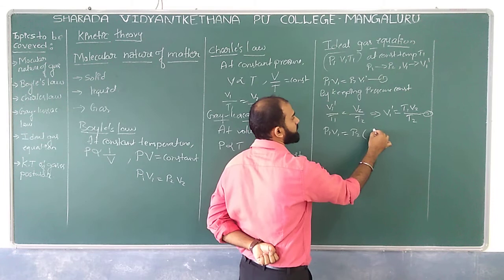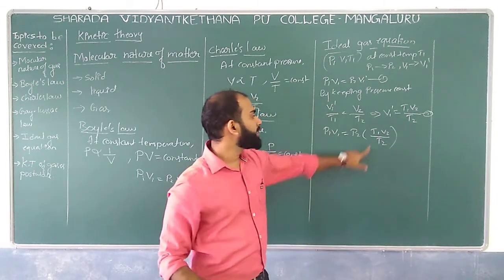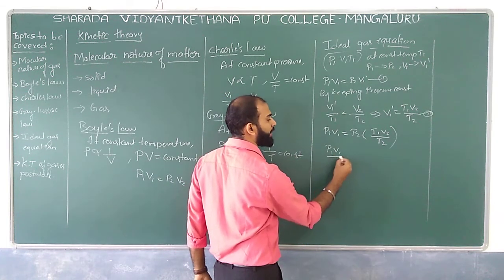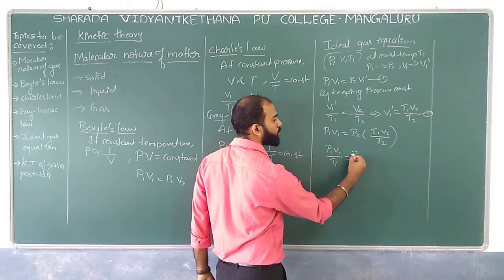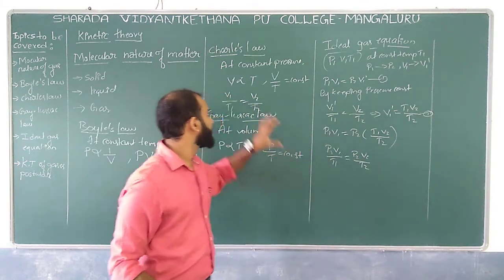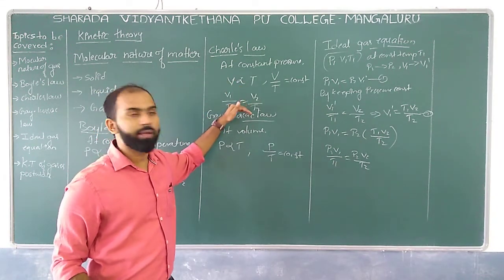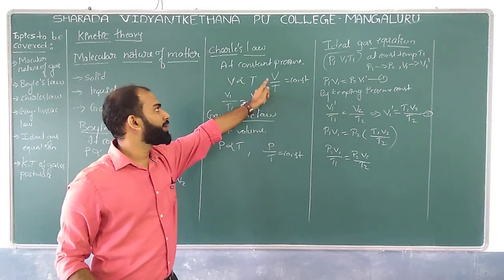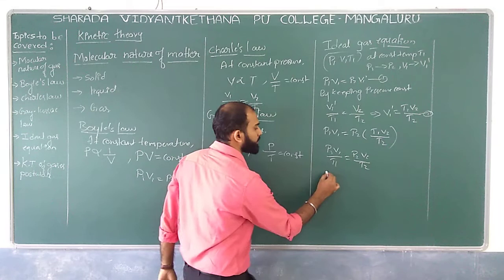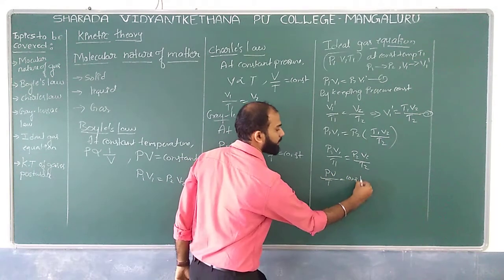T1 V2 divided by T2. Now I will bring this T1 to the other side. What happens? It looks like P1 V1 divided by T1 is equal to P2 V2 divided by T2. It looks like the scenario we had earlier, V1 by T1 is equal to V2 by T2, and this can be taken as V by T as a constant. Similarly, I can take PV by T which is equal to a constant.